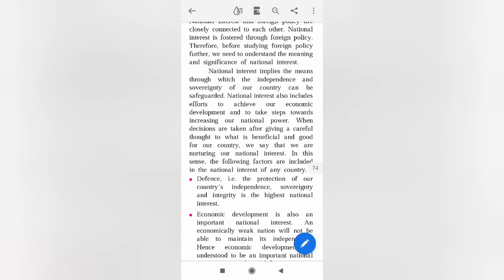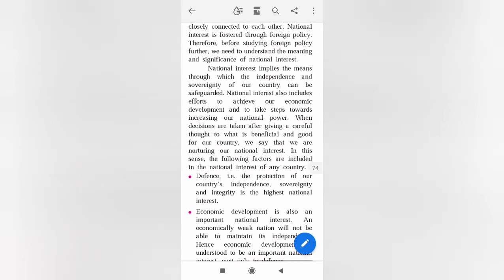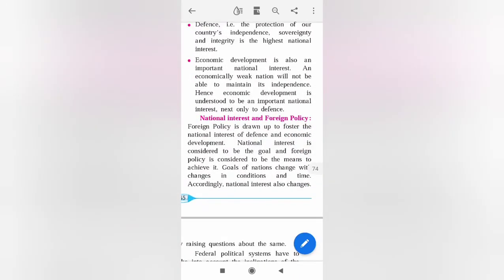Now we will see national interest and foreign policy. Foreign policy is drawn up to foster the national interest of defense and economic development. National interest is considered to be the goal, and foreign policy is considered to be a means to achieve it.